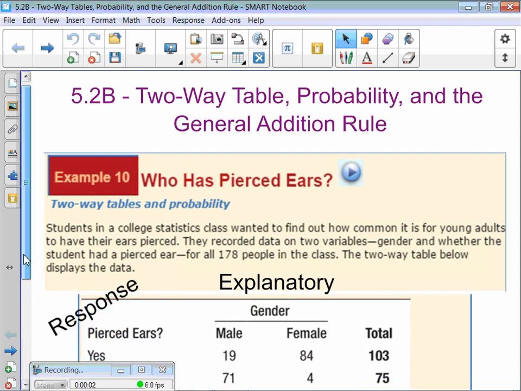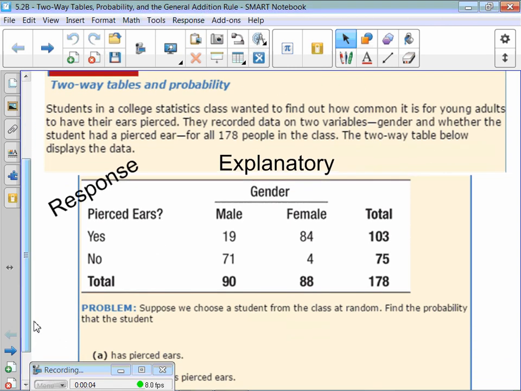All right, you guys, we're going to talk about two-way tables and probability. So we're not going to have mutually exclusive events anymore. We're going to have events that are not mutually exclusive, where there is overlap. For example, if we're talking about gender versus having pierced ears, you could have people who are both. They could have pierced ears and be male, or pierced ears and be female, whatever.